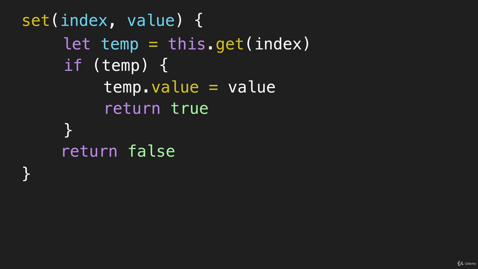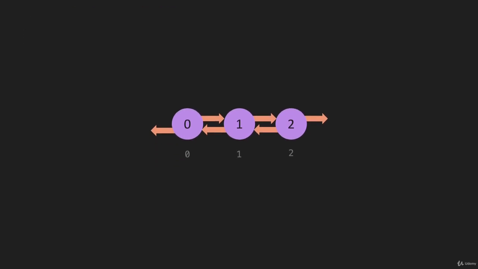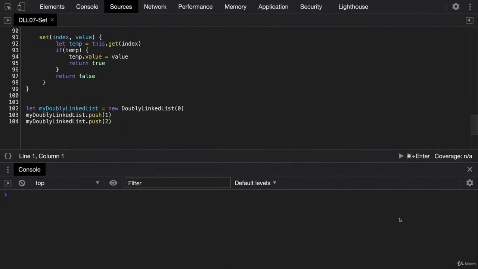But the actual code that we're writing looks exactly the same. We will look at this code in a moment in DevTools. We will create a doubly linked list that looks like this. Then we will change the value at the index of 2 to 99. Okay, so let's flip over to DevTools and take a look at this code.